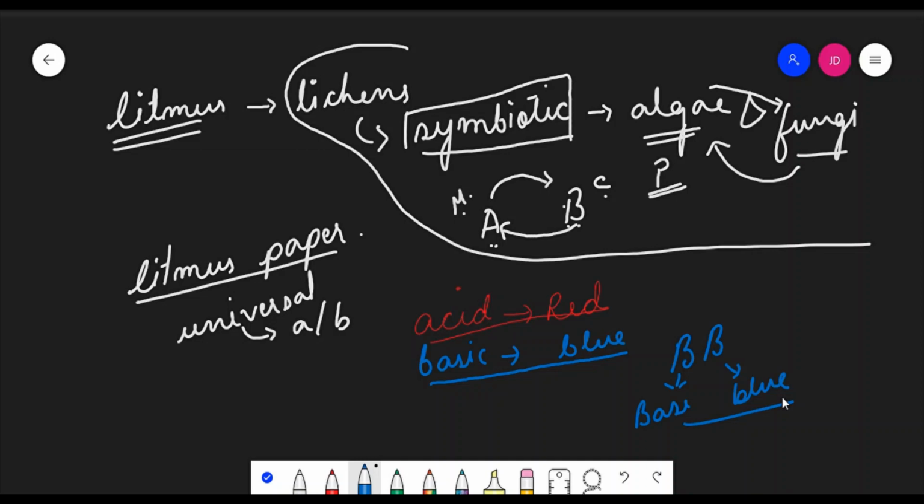So this is how we differentiate between acid and base, and this is what we call indicators. So our next part will be the reactions of some acid and base.